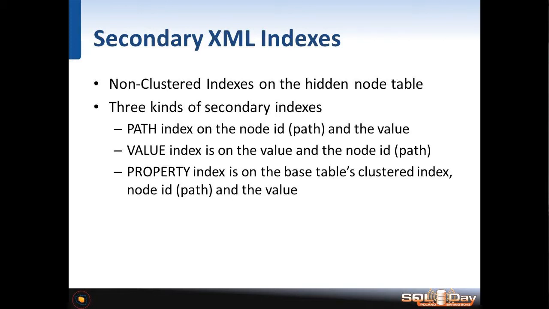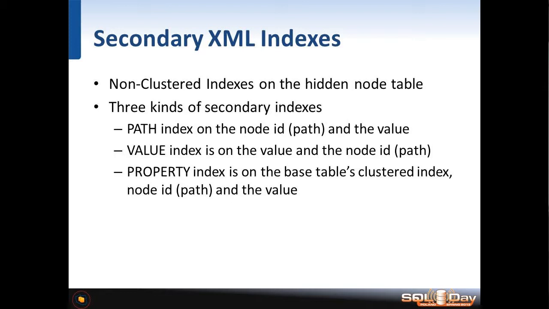Our secondary XML indexes are effectively non-clustered indexes on the hidden table. Not effectively, that's what they are. They are simply the non-clustered indexes on that table. There are 3 kinds of secondary indexes that we can create on our XML data. We can create path indexes. These path indexes are based on the node ID, which is the path, and then the value of the data within the XML document.